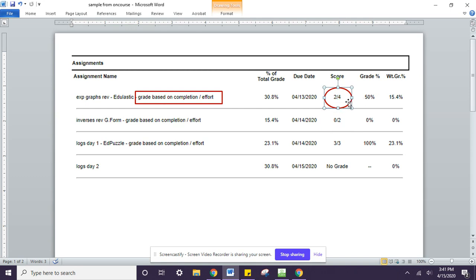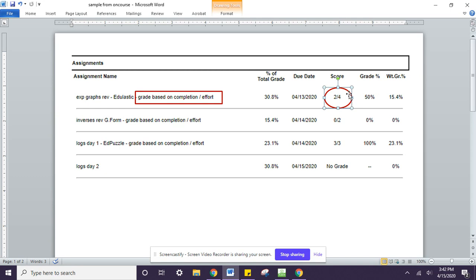Another possibility for something that's graded based on completion or effort is you see a score like this. 2 out of 4, 3 out of 4, something that is not 100%. What that indicates is that I contacted you and asked you to redo part of the assignment or resubmit it or to do some other task. So what that would indicate is when you submitted the assignment, I wasn't quite sure that you had everything down. So I asked you to do a little more. And again, check your email, because I'm not going to give you partial credit for something that's graded based on completion without telling you.